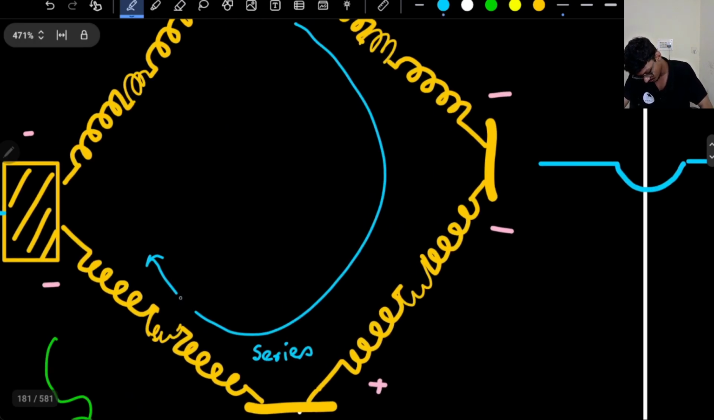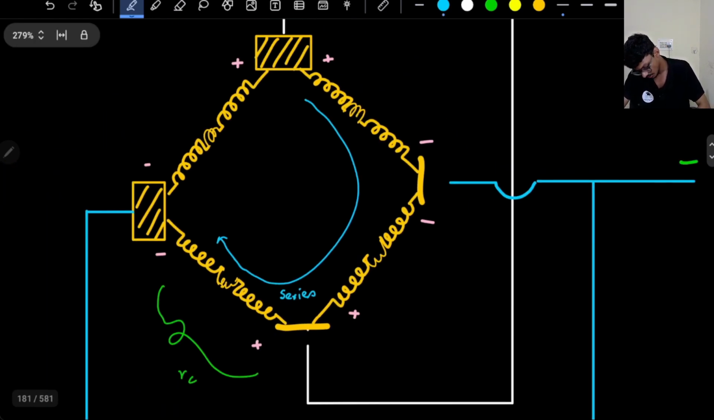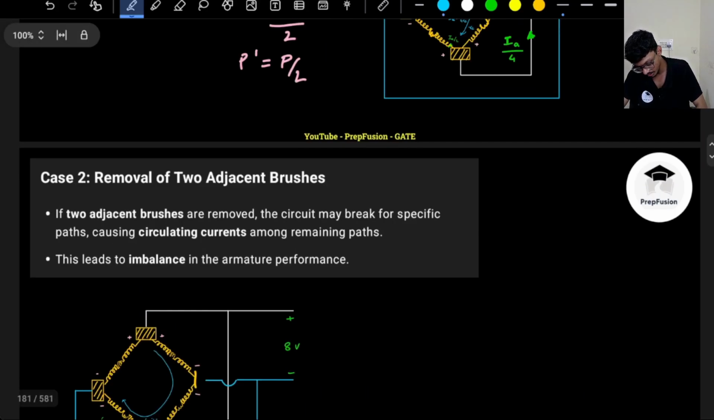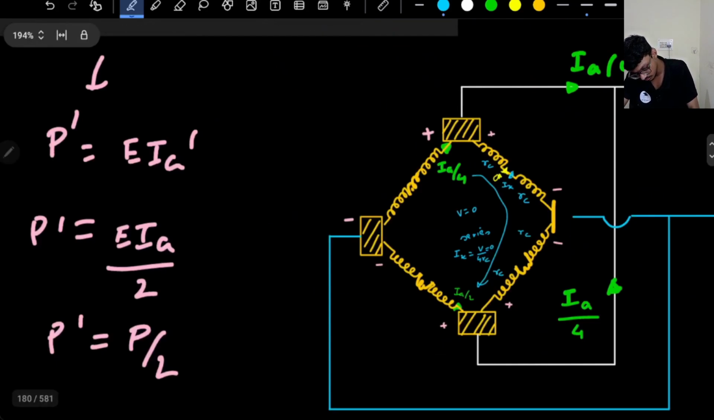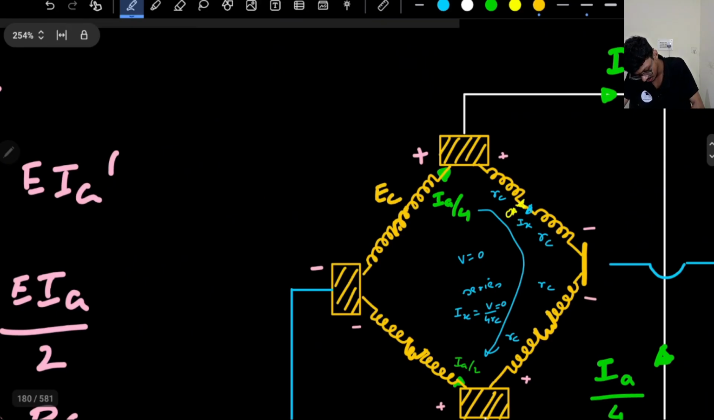So each coil has resistance RC. Now what is the overall induced EMF? So what is each coil's induced voltage? Let me assume it as EC.